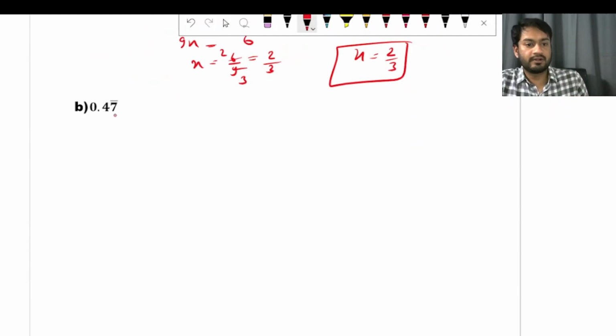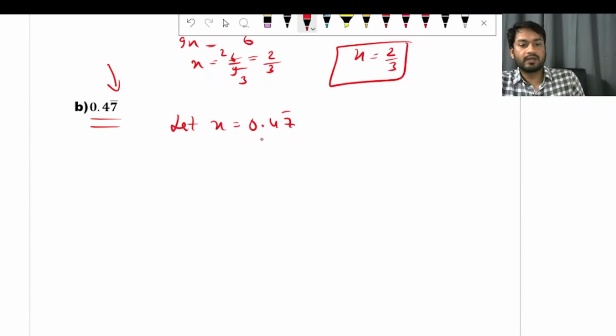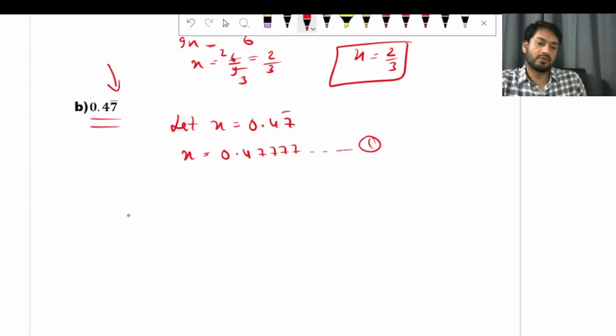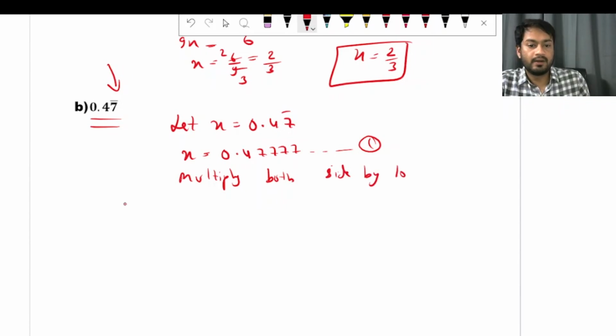This is somewhat a different question. So here we can again take, let x equal to 0.47 bar. Now you can see, students, there is a bar on only 7. Okay, so can I write it like this? x is equal to 0.47777 dash dash, first equation, right? Now you will multiply both sides by 10 only. So this will become 10x is equal to 4.777 dash dash dash, second equation, right?